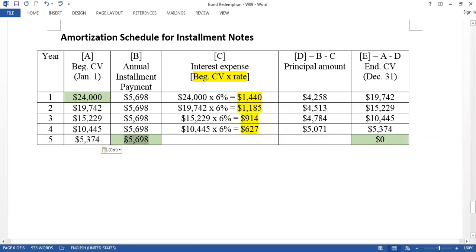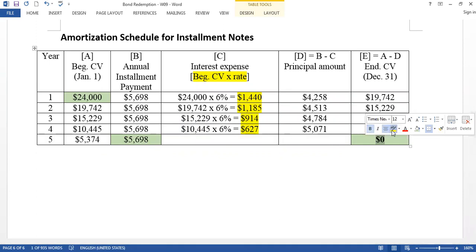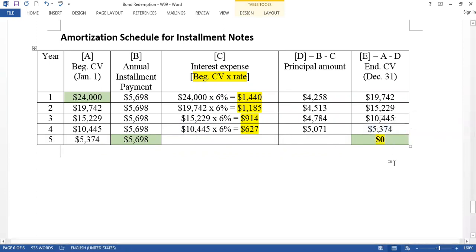We are going to pay annual installment $5,698. And we know that this amount should be zero at the end of year 5, right? This is true, we cannot change it. We cannot change this number. Why? Because this is the beginning carrying value. Year 4 ending carrying value is the year 5 beginning carrying value. We cannot change our annual installment payment. It is fixed. Every year you are going to pay the same money, right?